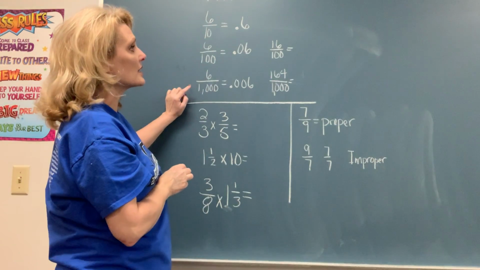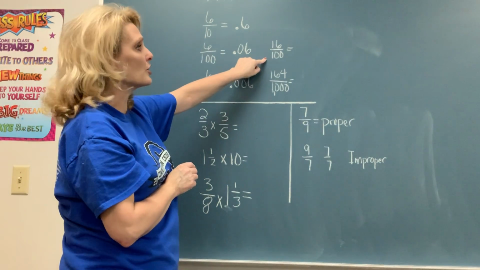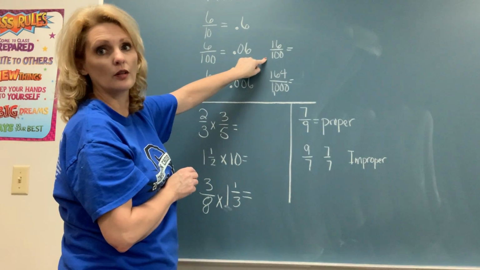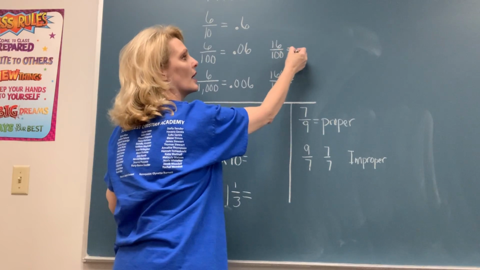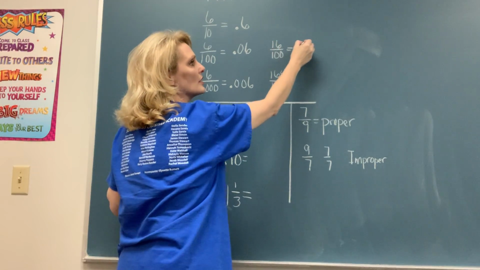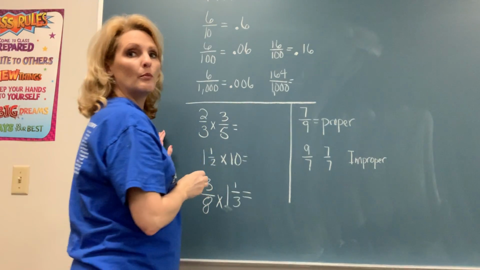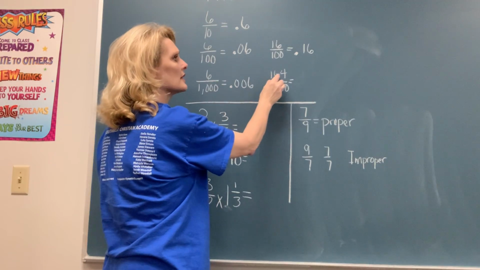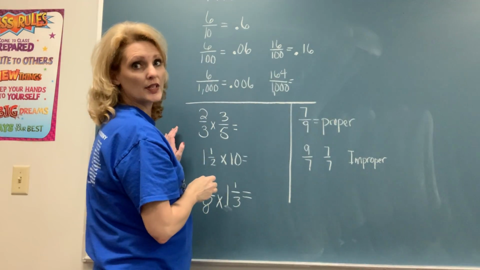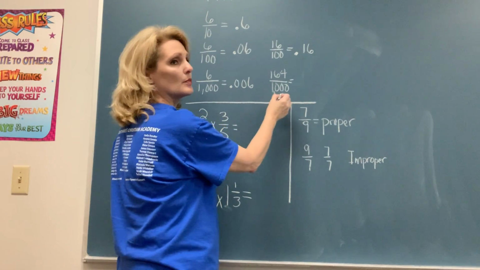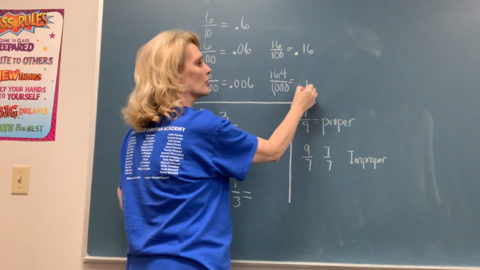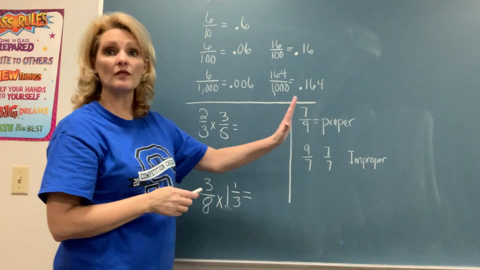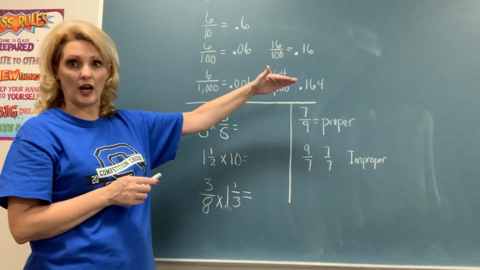Okay? So let's do some that are a little bit easier, which you will have, 16/100. So you have two places behind the decimal, and you have two numbers on the top, so that'll just go into 0.16. Then you have 164/1000. So that has to be in the thousandths place. So if you put all your numbers, tenths, hundredths, thousandths, we have plenty of numbers to go over that fraction.